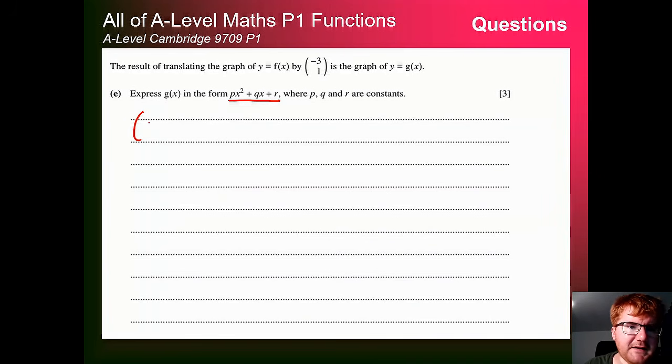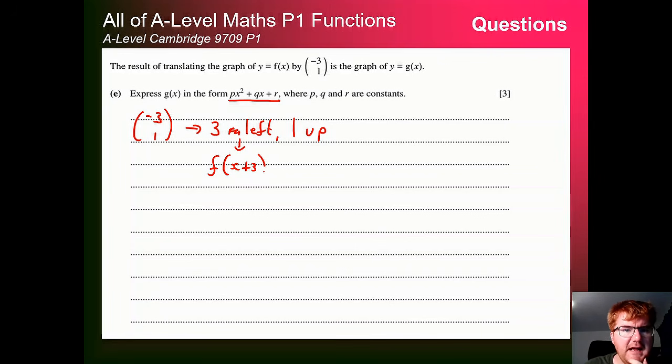So if we take the vector minus 3, 1, what this means in words is that we go 3 to the left and 1 upwards. 3 to the left and 1 up. Now if we write this in transformation language, this would be the same as going f of x plus 3, which does the opposite of what you expect when it's inside the bracket. So you think you go 3 to the right, but because it's inside the bracket it goes 3 to the left. And here this is going to be f of x plus 1, because when the plus 1 is outside the bracket, it works as you expect. So plus 1 because it goes 1 upwards.